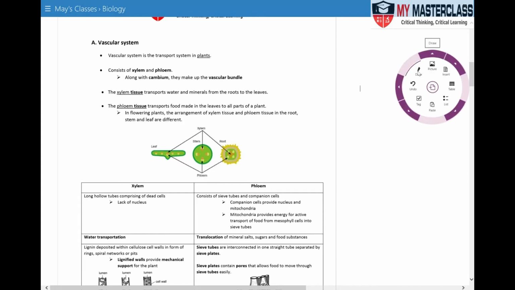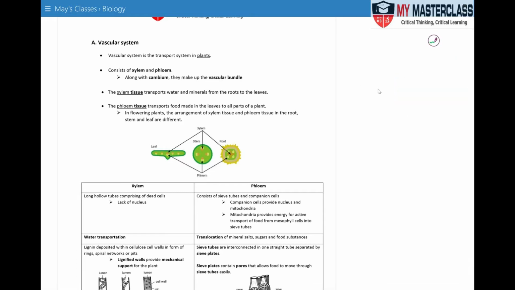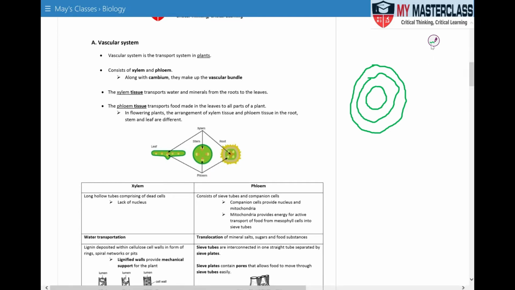So if a tree is being chopped down, you can actually see all these concentric circles. One circle represents 1 year of growth, which is made possible due to the cambium. Xylem, we know, transports water and minerals. Phloem, on the other hand, is involved in translocation. So translocation is the transportation of food substances such as sucrose to other parts of the plant.